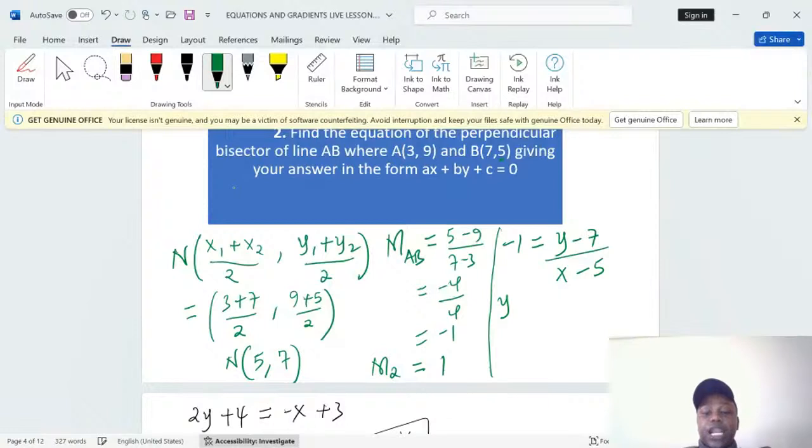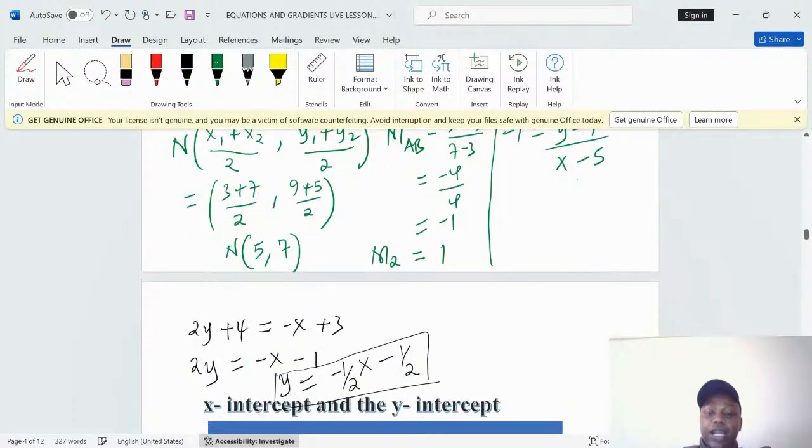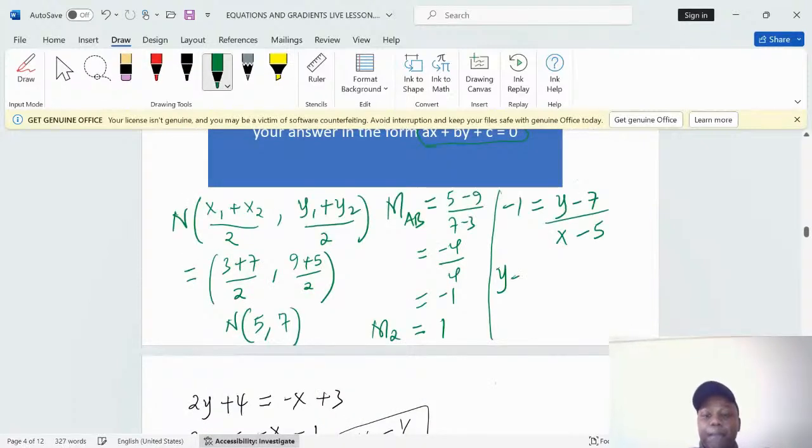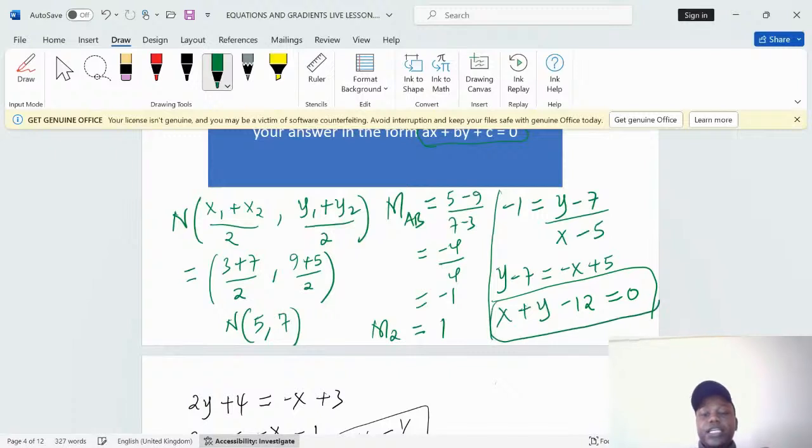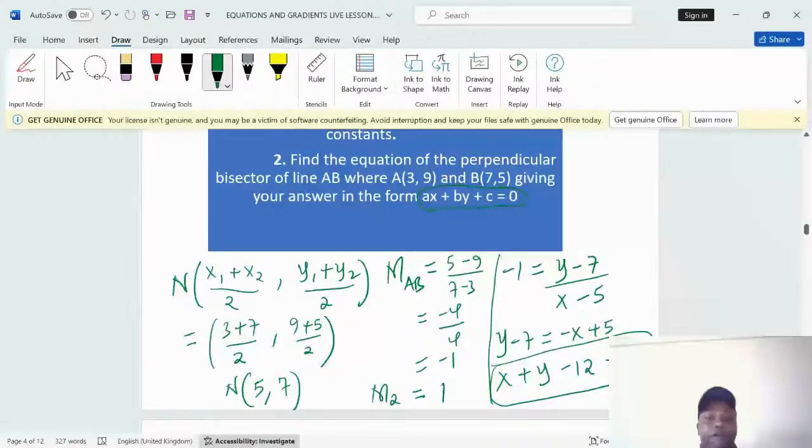Then we cross multiply. The format has changed according to the instructions. We are given the format ax plus by plus c equals 0. Therefore, I will have y minus 7 equals negative x plus 5. Therefore, we can start with x above plus y. Then minus 7 minus 5 should give us minus 12, equivalent to 0. So now this equation is perpendicular to AB, and the equation is x plus y minus 12 equals 0.